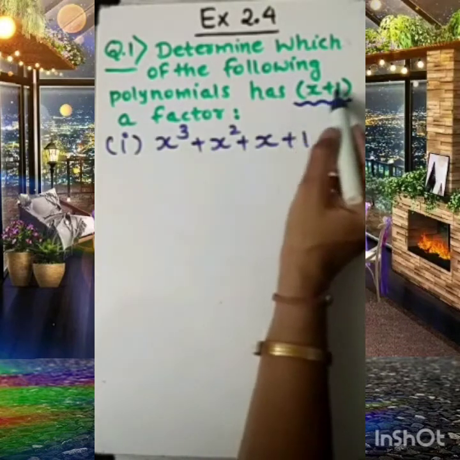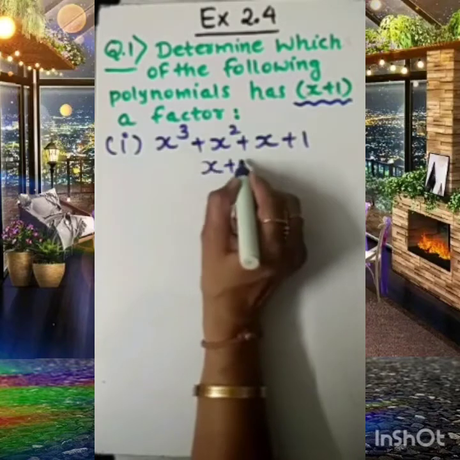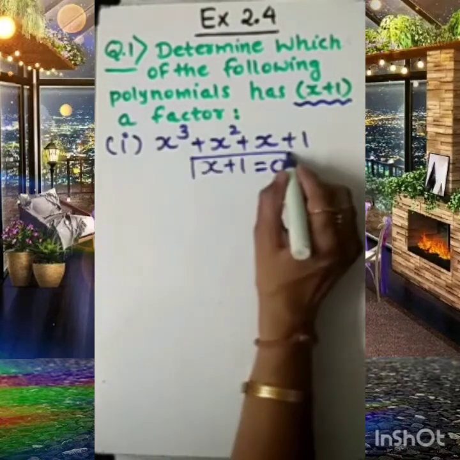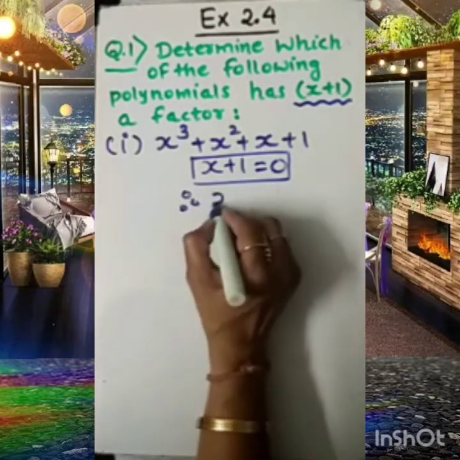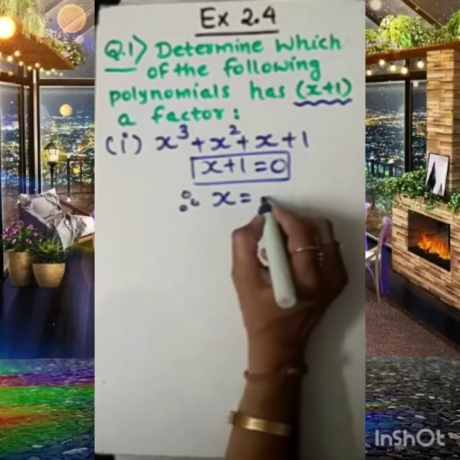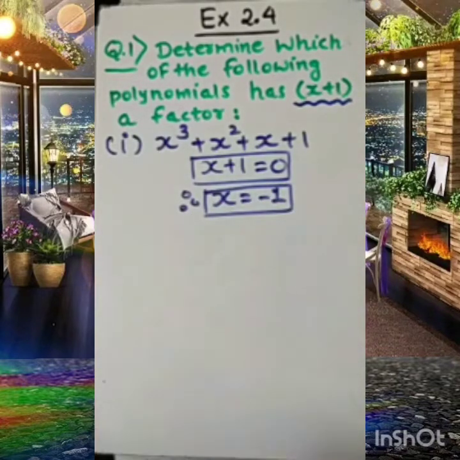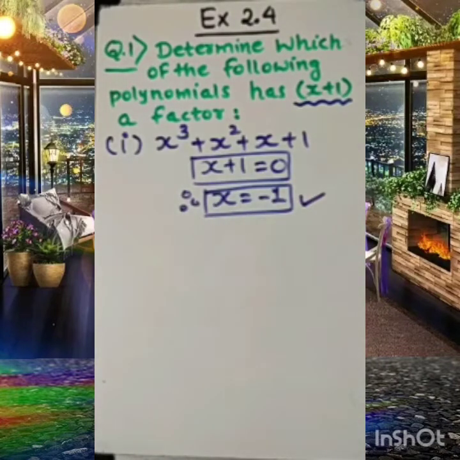Now what is the factor theorem? According to that, we need to start from here: x plus 1 equal to 0. This we want to check. Therefore, if I make x the subject, this plus 1 will move to that side and become minus 1. Fine. This is a very important result: x equal to minus 1.